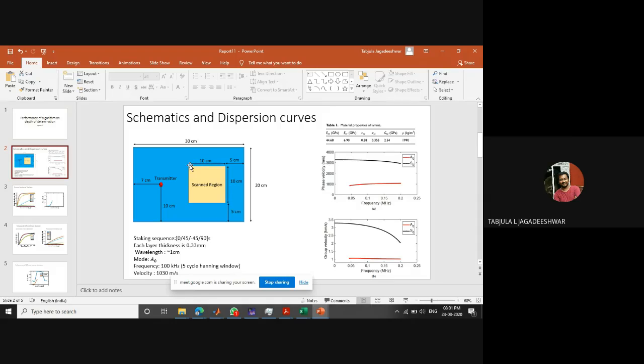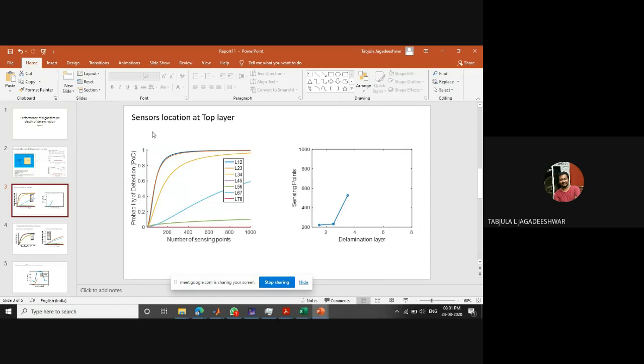You can see the bright color. And for the scan region, I just captured the top nodes of the first layer. So that means our sensing points are on the top side of the very first layer. And we seeded the delamination at different layers, and we tested its performance. So this is the very first case. We kept all the sensors on the top layer, and we changed the delamination depth.